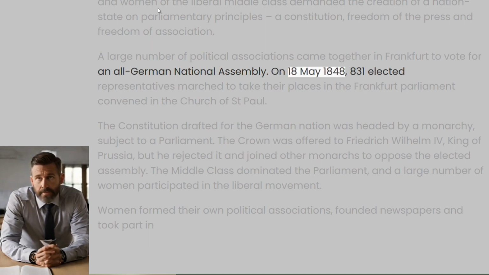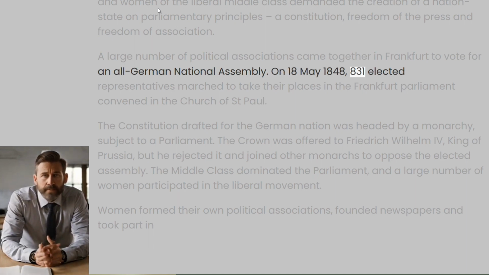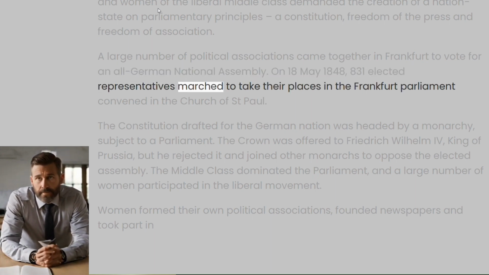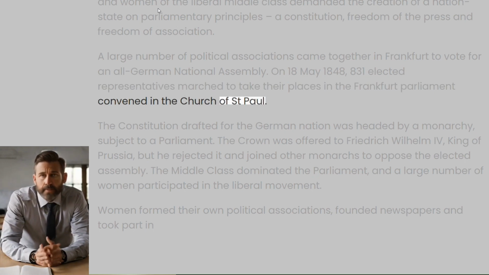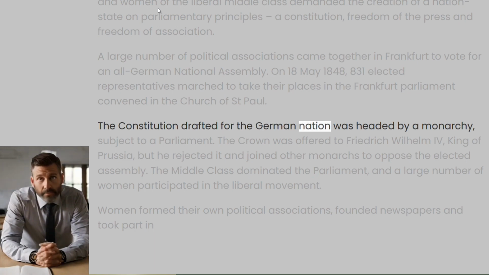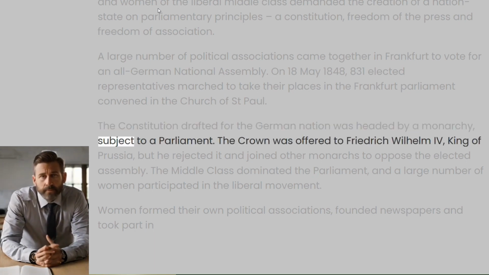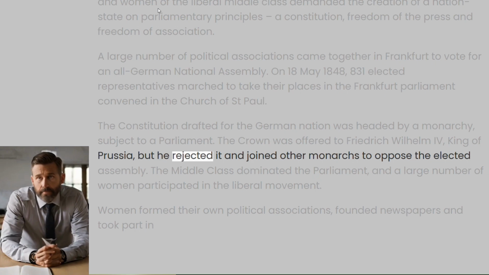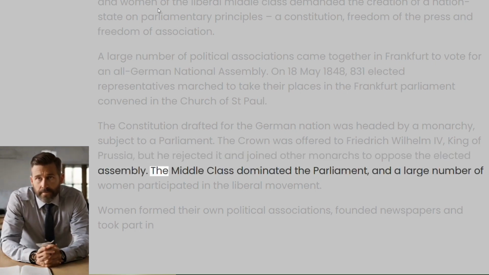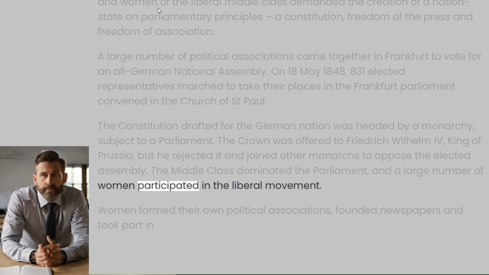On 18 May 1848, 831 elected representatives marched to take their places in the Frankfurt Parliament convened in the Church of St. Paul. The constitution drafted for the German nation was headed by a monarchy, subject to a parliament. The crown was offered to Frederick Wilhelm IV, King of Prussia, but he rejected it and joined other monarchs to oppose the elected assembly.